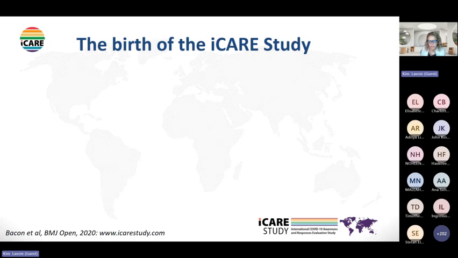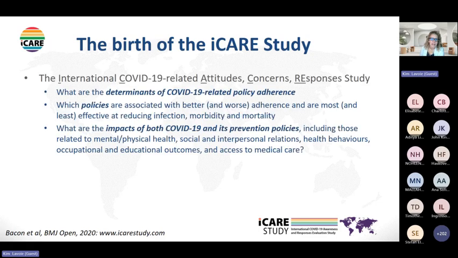Now, the iCare study is something that came about really quickly in March 2020. It's a study that I co-lead with many investigators around the world. It's called the International COVID-19 Related Attitudes, Concerns, and Responses Study, and it had 3 essential questions. What are the determinants of COVID-related policy adherence? What policies are associated with better and worse adherence, and which ones were more effective at reducing infection and transmission? And what are the impacts of both COVID-19 and its prevention policies?